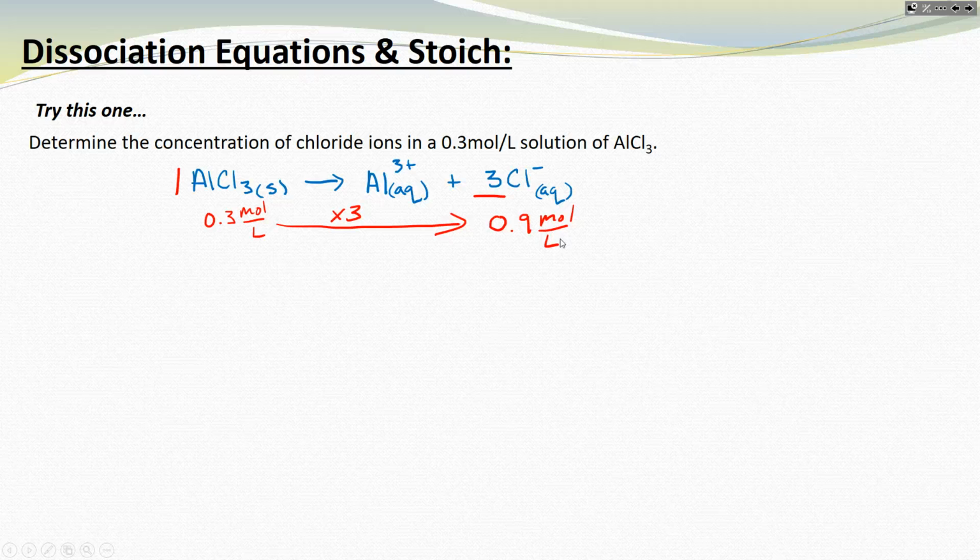So by writing a balanced dissociation reaction, we can now predict the number of ions that are going to be in the solution, the concentration of those ions. So these are little skills that we'll be relying on later on down the road, but in your work package, there should be a practice sheet on writing dissociation reactions, determining the concentration of ions and such.